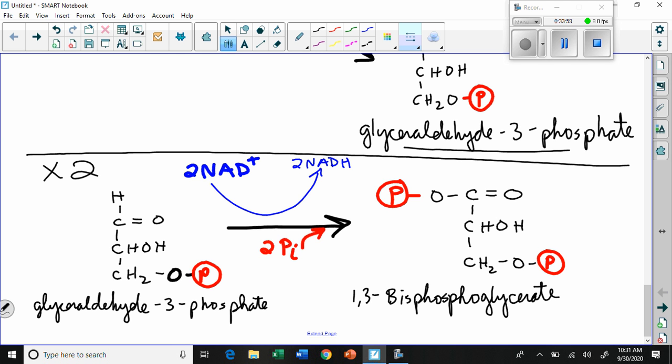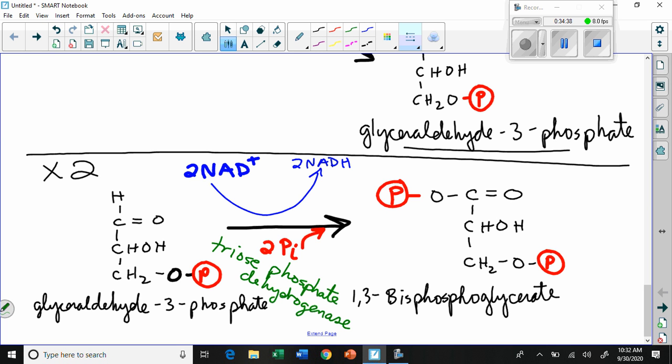And of course, there's an enzyme. What's the enzyme that makes this happen? Triose phosphate dehydrogenase. I'm going to have to write that in small here. The enzyme that makes this happen is triose phosphate dehydrogenase.